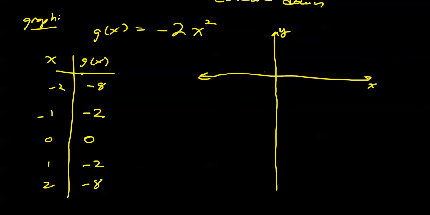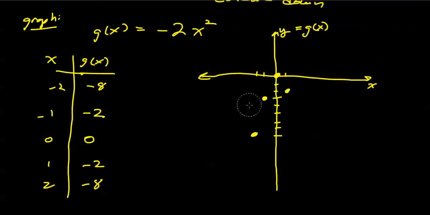If x is minus 2, y, or g of x, is going to be minus 8. 1, 2, 3, 4, 5, 6, 7, 8. I'll put it right here. If x is minus 1, y is minus 2, or g of x is minus 2. If x is 0, g of x is 0. Remember, we use the terms y and g of x interchangeably here in this example. If x is 1, y is minus 2.